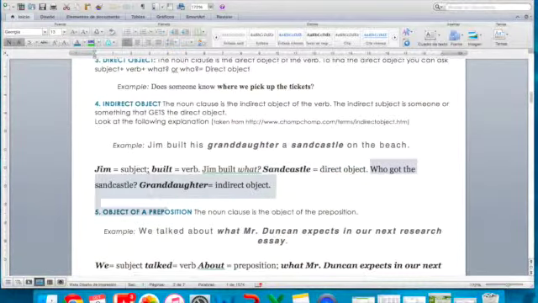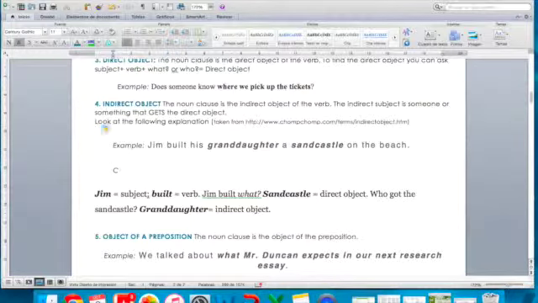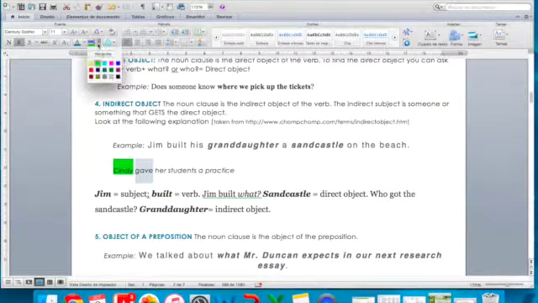Now, who got the sandcastle is the indirect object. It would be the person who gets the direct object. For example, Cindy gave her students a practice. The subject is Cindy. The verb is gave. So who gave her students a practice? The subject, Cindy. What did Cindy give to her students? A practice. And a practice will be the direct object.